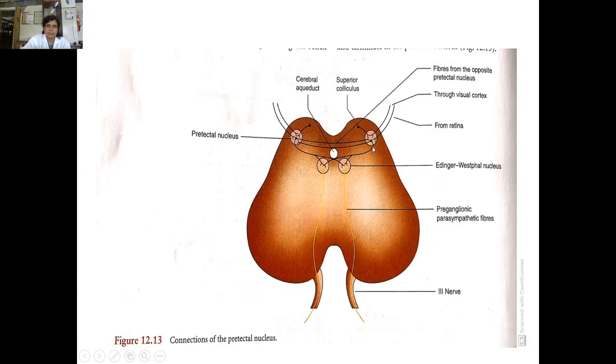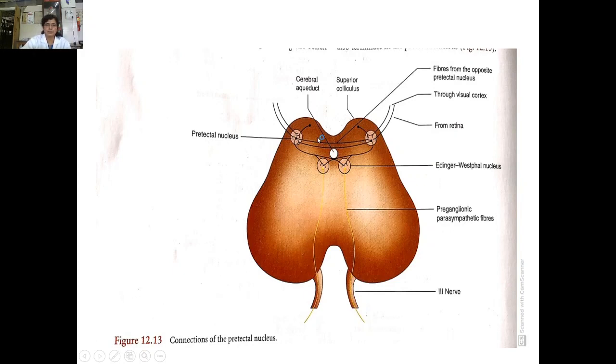And when there is damage to this pretectal area, the pupillary light reflex is lost, but the accommodation reflex for near vision is present, and that condition is called Argyll-Robertson pupil. In this Argyll-Robertson pupil, the pupillary light reflex is lost and the accommodation reflex is present, and in this case there is a lesion or damage in the pretectal nucleus.